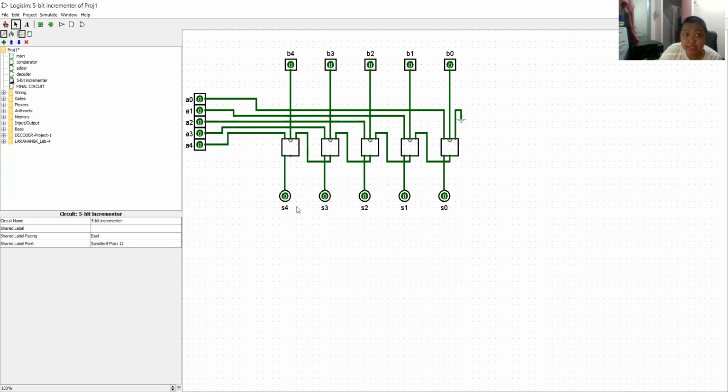For the 5-bit incrementer, the carry in is connected here. So the carry out of the first adder is connected to the carry in. Same for the second adder, third adder, fourth, and for the last adder.